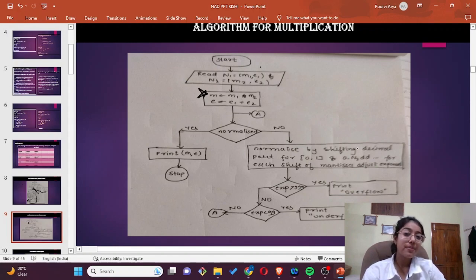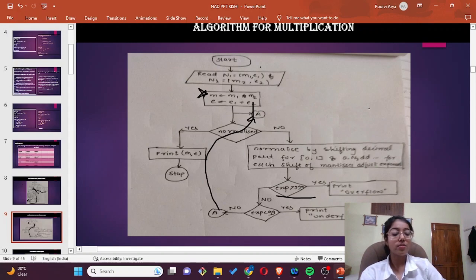We have to normalize it by shifting the decimal part, and if the exponent is greater than 99, we print overflow. If it is not, then we check if the exponent is less than 99. If it is less than 99, we print underflow. And if both of them are not true, then we go to A. And A checks again for this normalization. So this process goes on again and again until the form is normalized or until it prints overflow or underflow. This was the algorithm for multiplication.